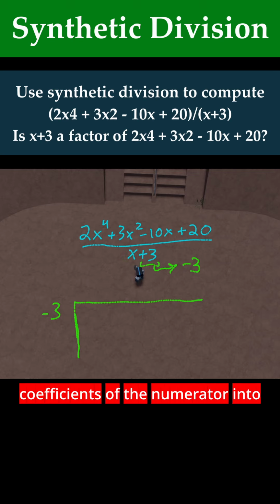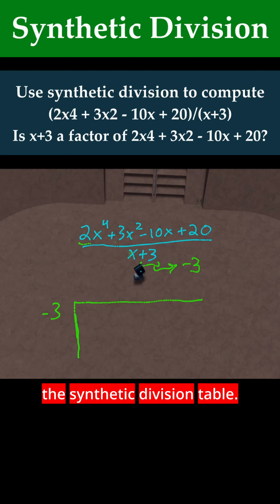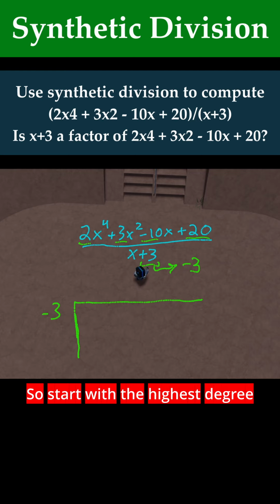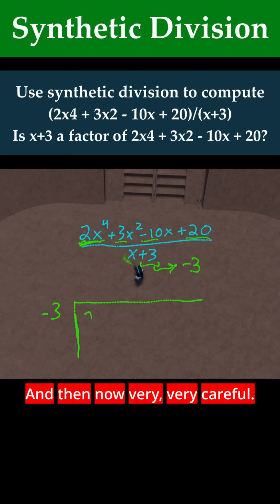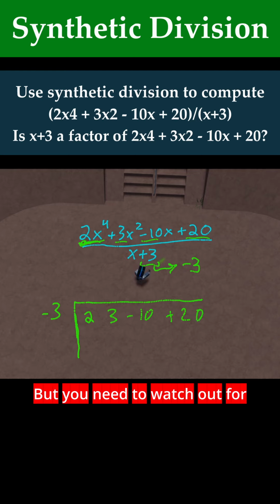So now we need to fill in the coefficients of the numerator into the synthetic division table. Start with the highest degree term. That's the 2x to the fourth power. Its coefficient is 2. And now be very careful. You might be tempted to just put a 3 here and then a minus 10 and then a plus 20 and call it a day. But you need to watch out for something.